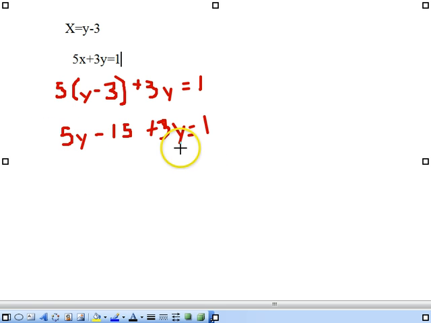Okay, go ahead and add your variables that are the same. So 5y plus 3y is going to give you 8y. Okay, make sure you bring down your other numbers. Minus 15 equals 1. Okay, we're trying to get y isolated by itself, so now we're going to add 15 to both sides.